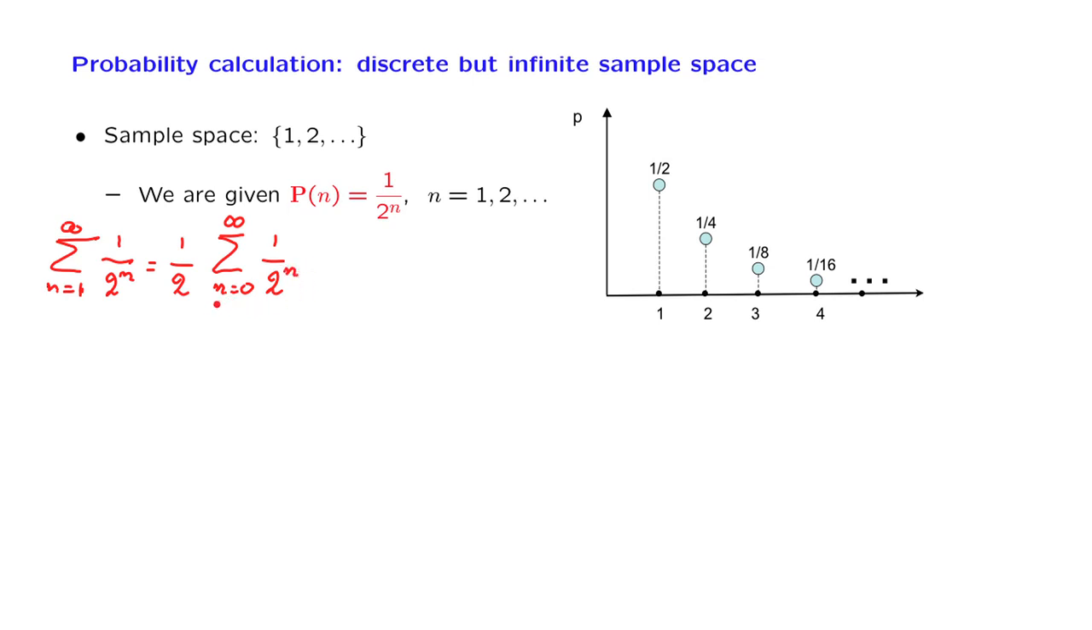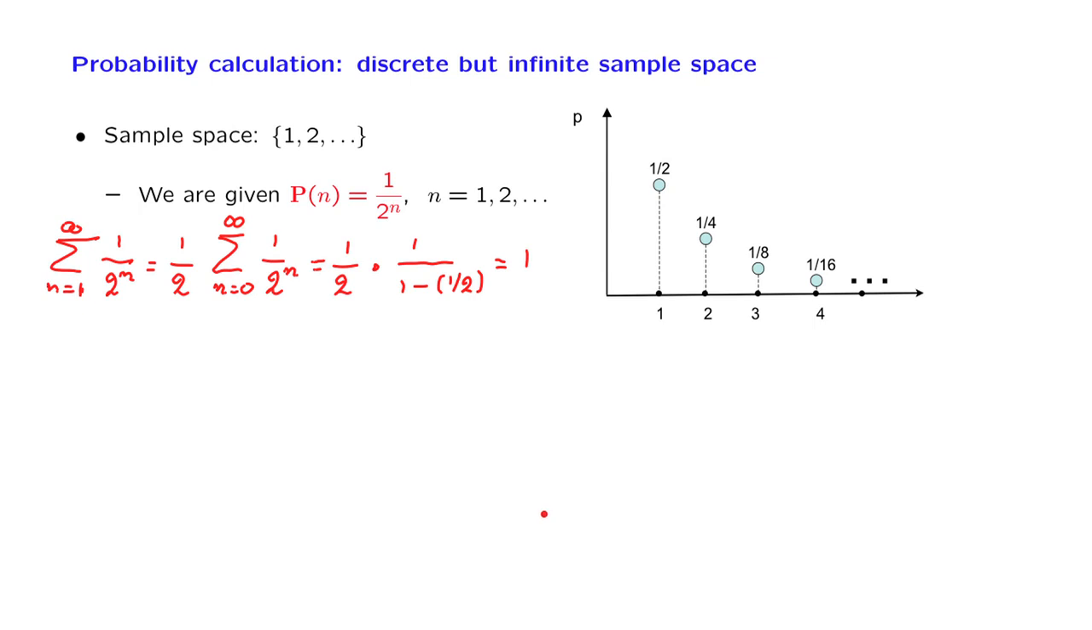And now we have a usual infinite geometric series, and we have a formula for this. The geometric series has a value of 1 over 1 minus the number whose power we're taking, which is 1/2. And after we do the arithmetic, this turns out to be equal to 1. So indeed, it appears that we have the basic elements of what it would take to have a legitimate probability law.